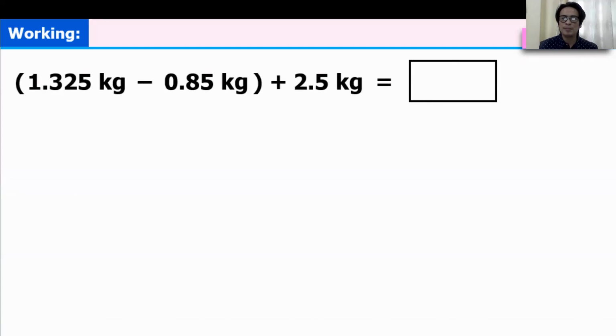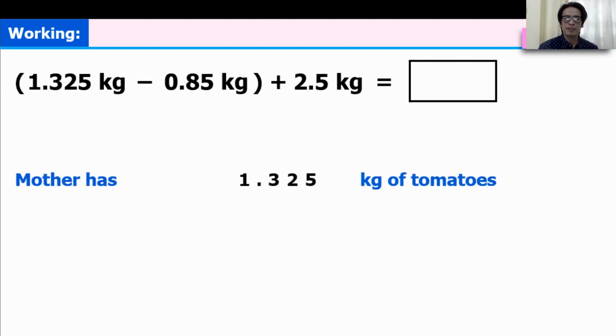Okay, get your pencils, please. This is just an example, right? So you listen first. 1.325 kilograms minus 0.85 kilograms, close bracket, plus 2.5 kilograms equals blank. That's the equation. Mother has 1.325 kilograms of tomatoes. There should be a full stop at the end of the word tomatoes.